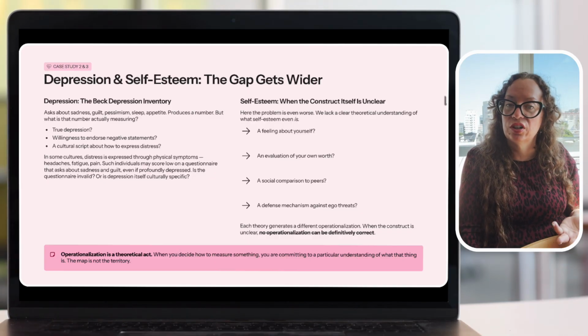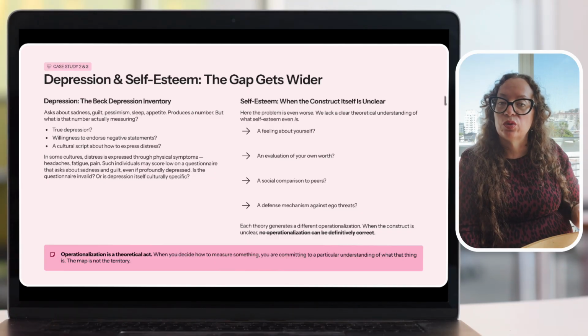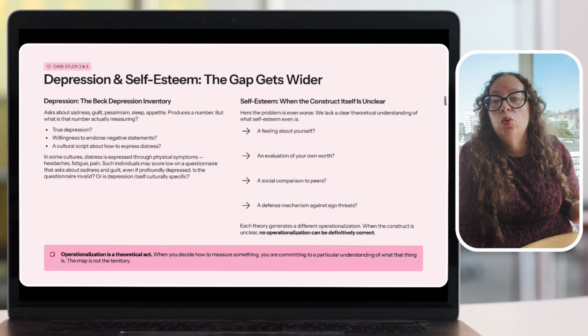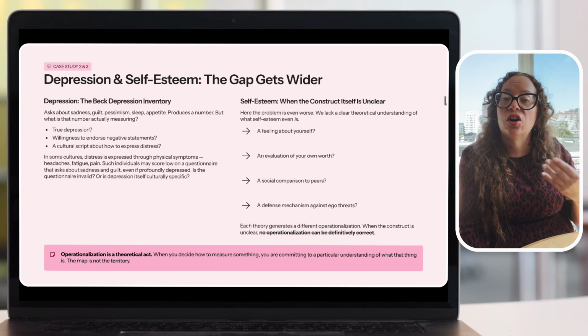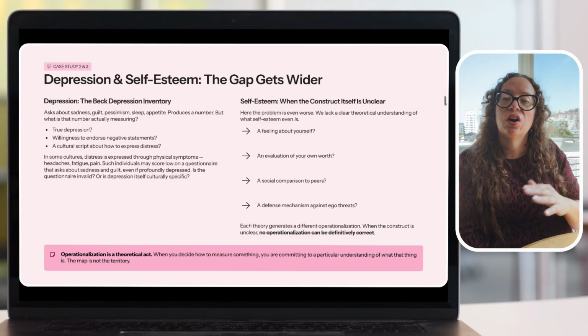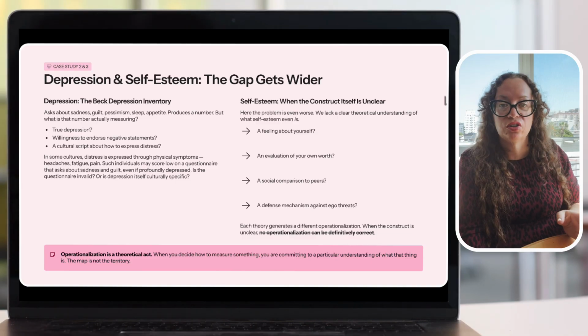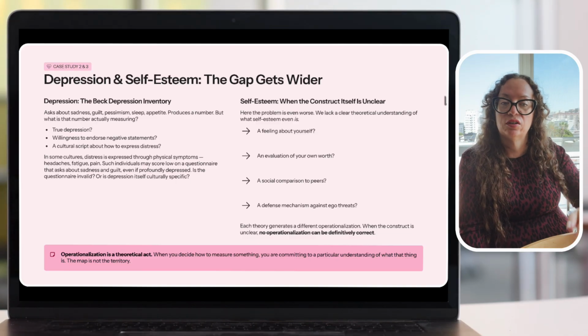So which operationalization is right? Which one measures real self-esteem? And the answer is we don't know, because we don't know what self-esteem is. The construct itself is unclear. And when the construct is unclear, no operationalization can be definitively correct.